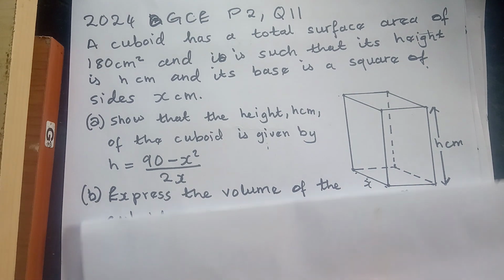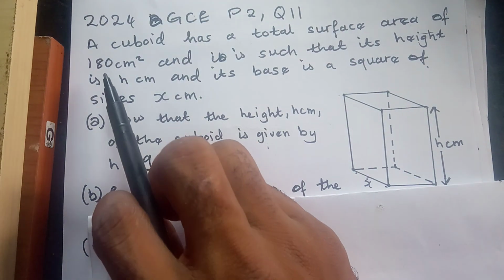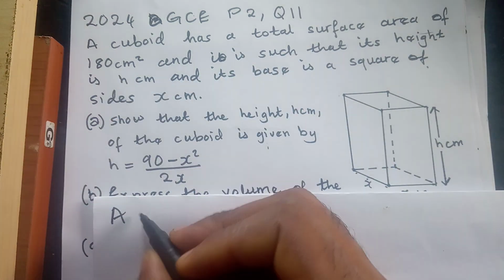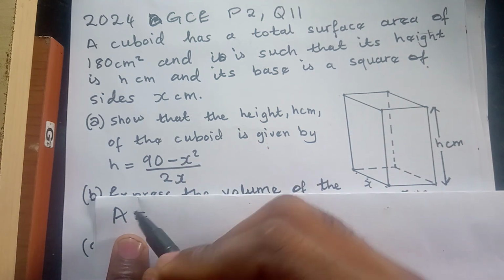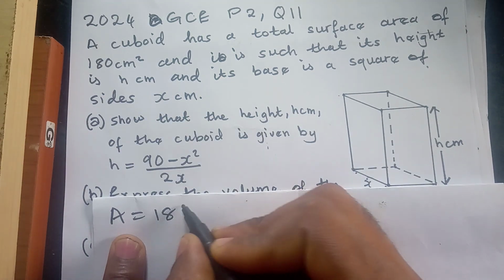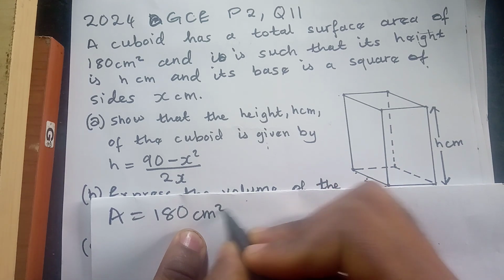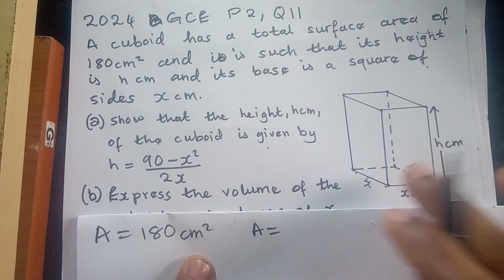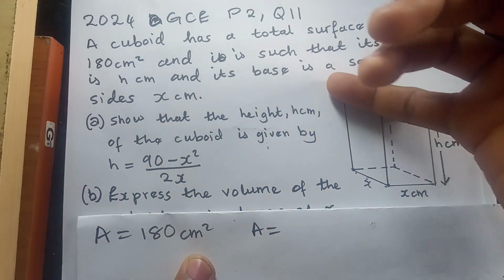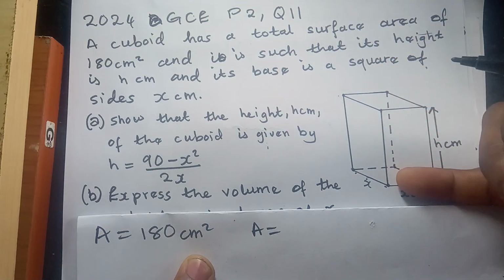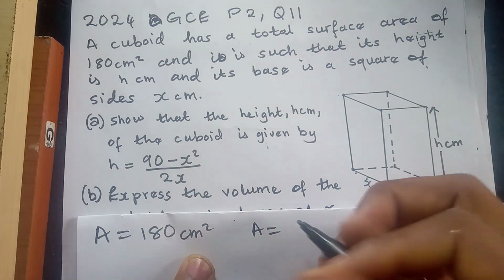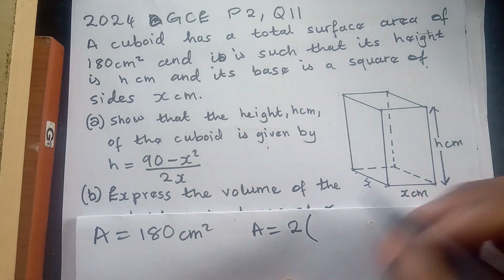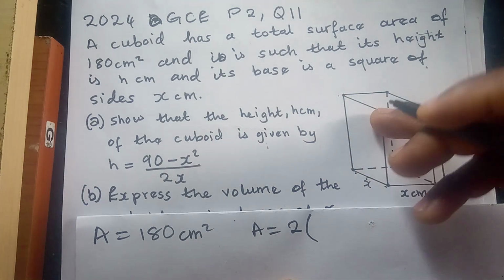So we can take advantage of this fact. We know that A, which is the total surface area, we normally just use the letter A, is equal to 180 square centimeters. And then at the same time, we know how to find the total surface area of the cuboid. You just find the area of this face and the area of that face. Since these two faces are the same, you can just put a 2 there and multiply the area of this face.